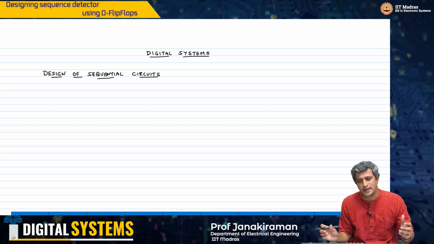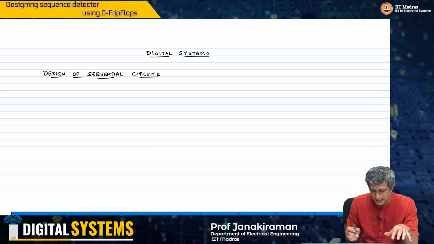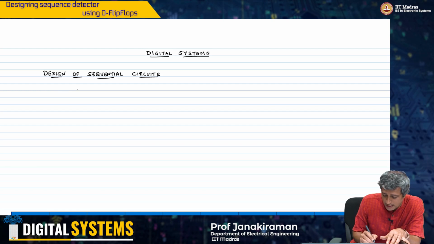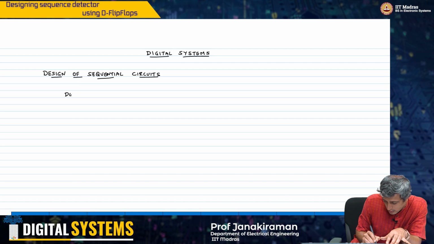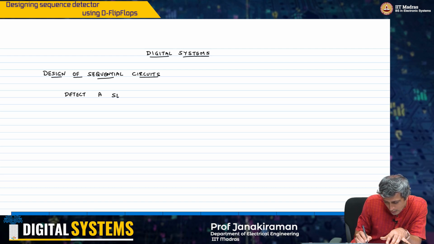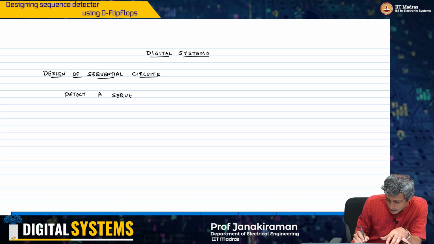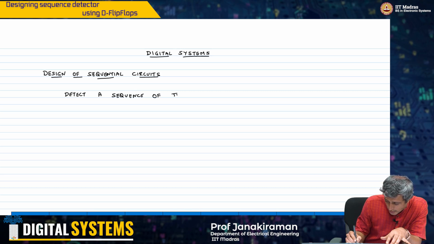To set the context, we will pick the example again which is given in the textbook, where we are looking to detect a sequence of three ones.